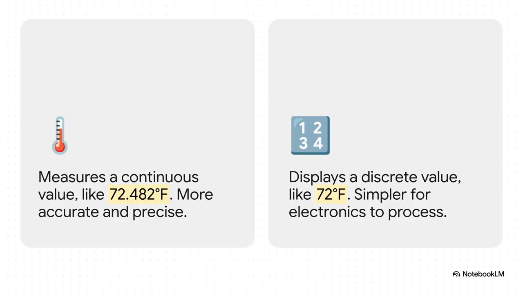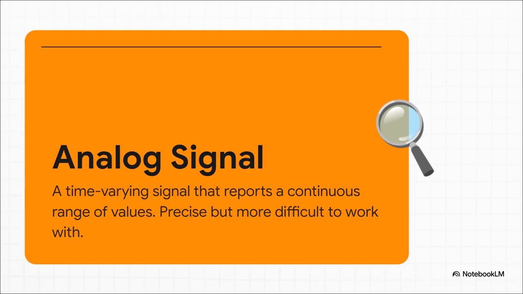But your shiny new digital thermostat? It just says 72. It takes that messy, real-world number and snaps it to a clean, discrete value. And for a computer chip, that is so much easier to deal with. And that, in a nutshell, is an analog signal. It's a signal that can be any value within a certain range, just like that thermometer. It's a perfect mirror of the real world, because the real world is all about smooth, continuous changes.